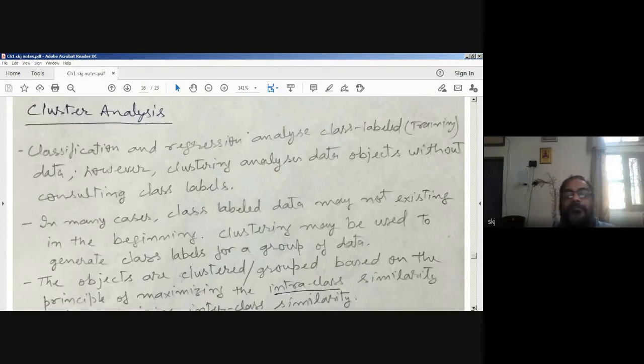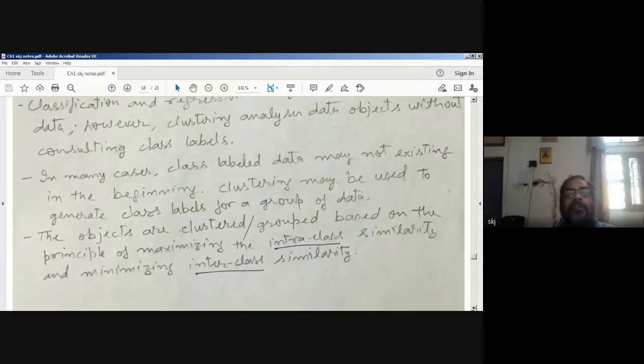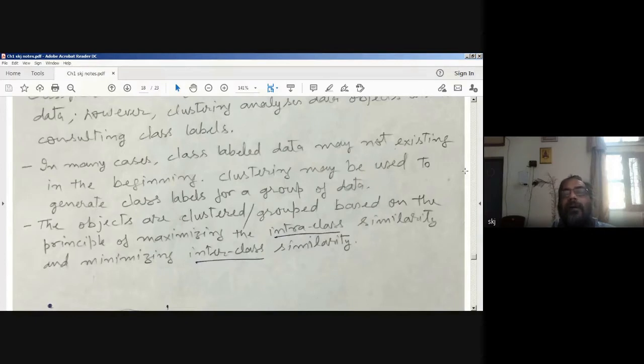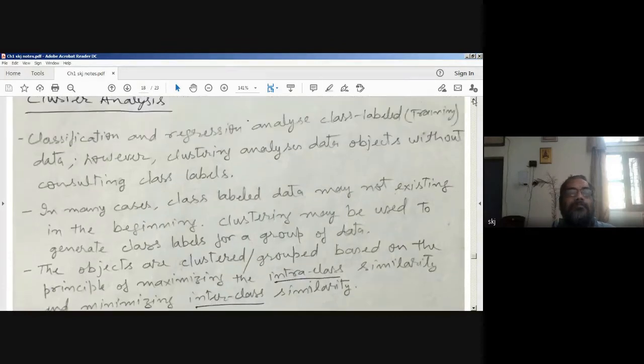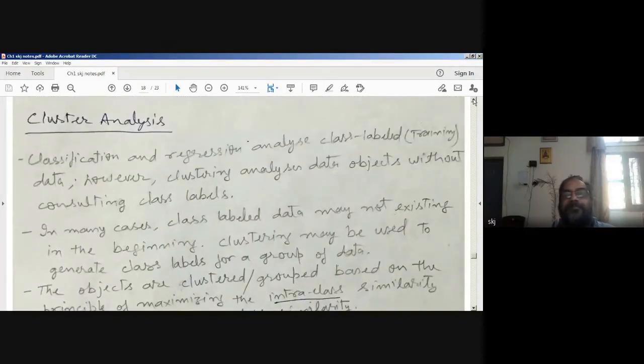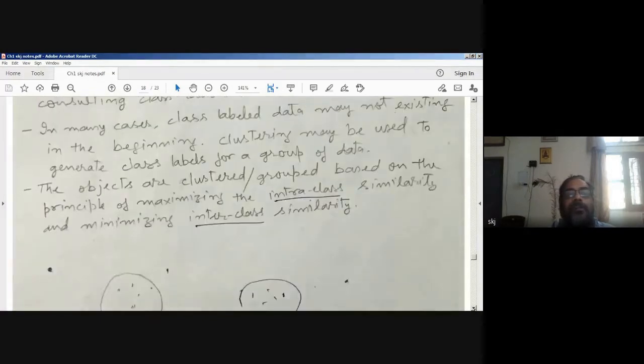So in many cases, class labeled data may not exist in the beginning. Clustering may be used to generate class labels for a group of data. So the objects are clustered or grouped based on the principle of maximizing intra-class similarity and minimizing inter-class similarity.